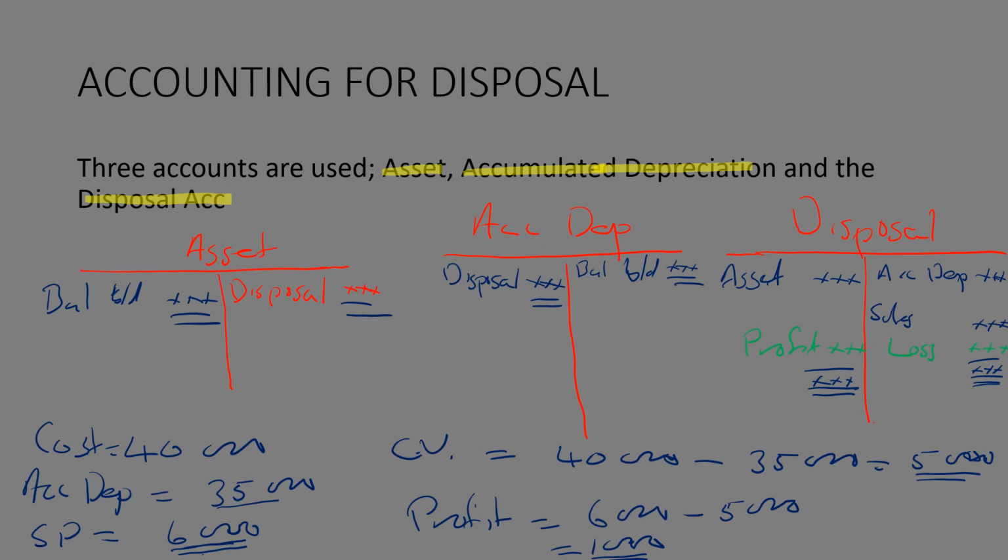So the profit is realized when you sell an asset or dispose of an asset at above the carrying value. And this particular profit on sale you find in the income statement, it will go under other operating incomes, right?